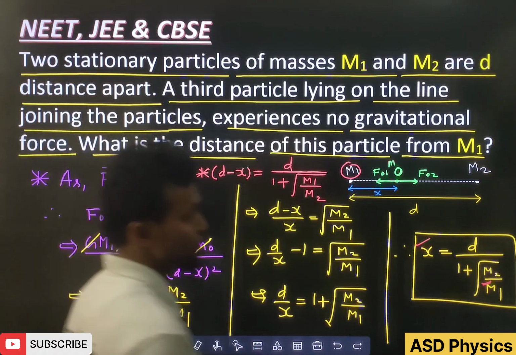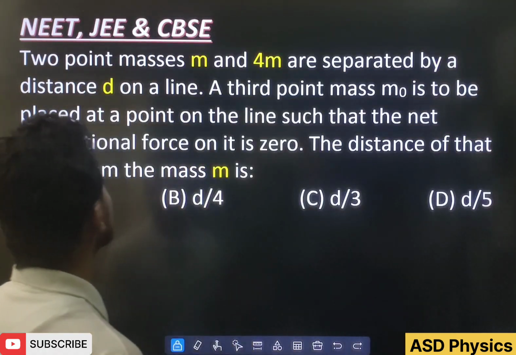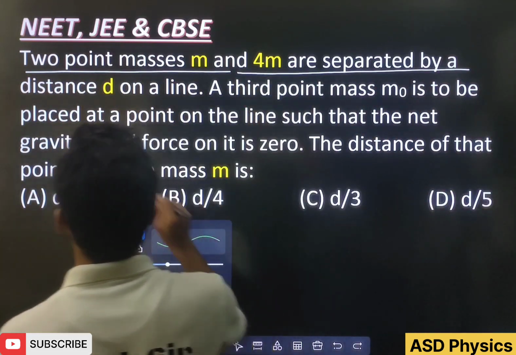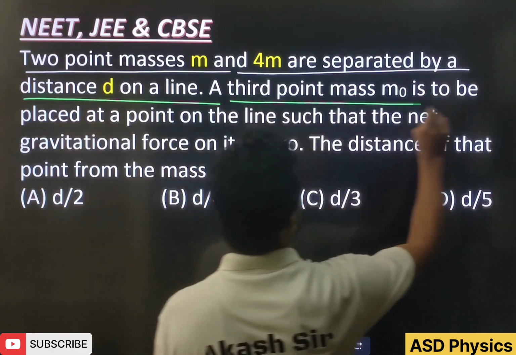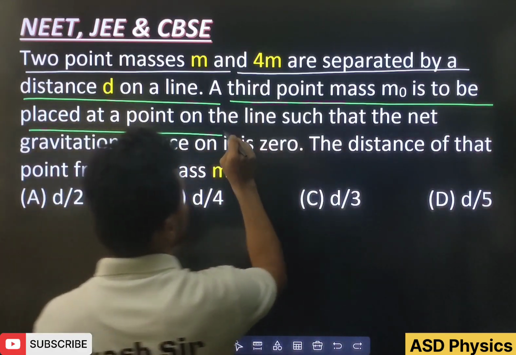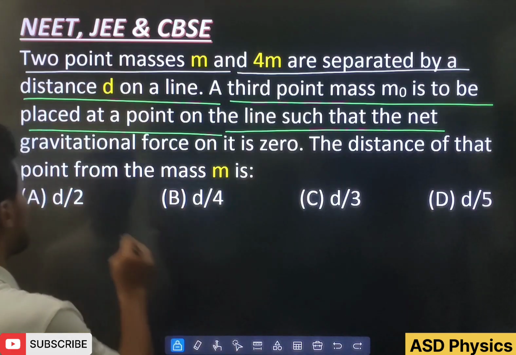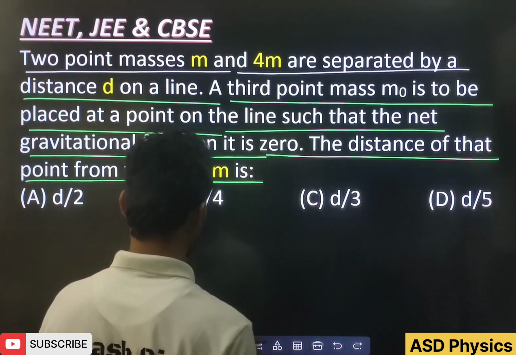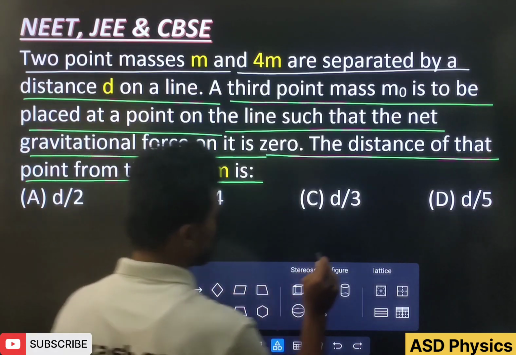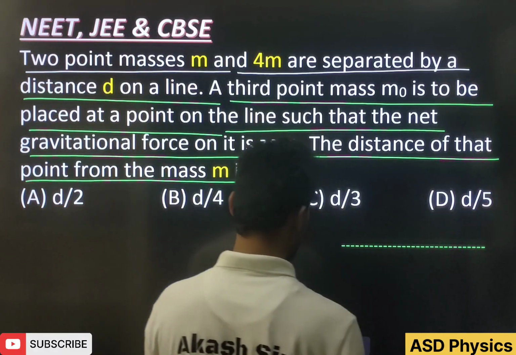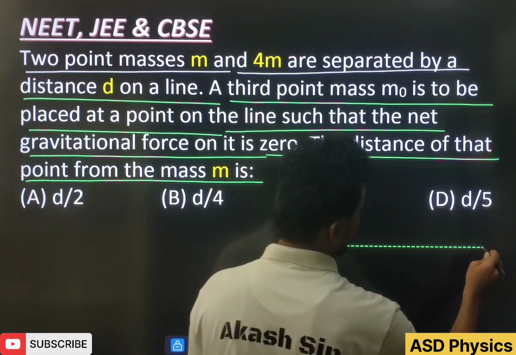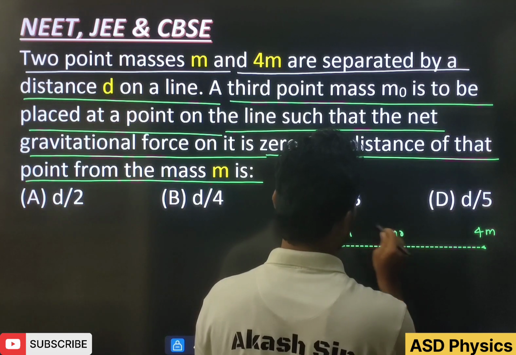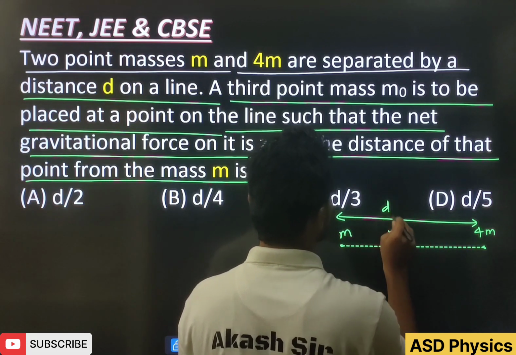Next we are going to see one question based upon this. You can see very well: two point masses, small m and 4m, are separated by distance d on a line. A third point mass m0 is to be placed at a point on the line such that the net gravitational force on it is 0. The distance of that point from the mass m is how much? The story is the same. Here I have taken one mass m and another mass 4m, and somewhere I kept one mass m0. And the distance between them is given as d.